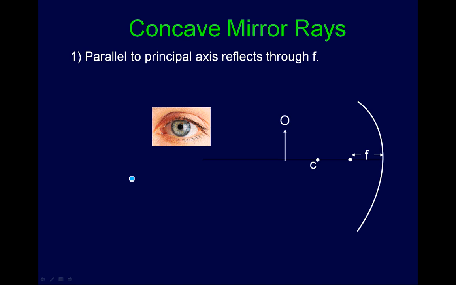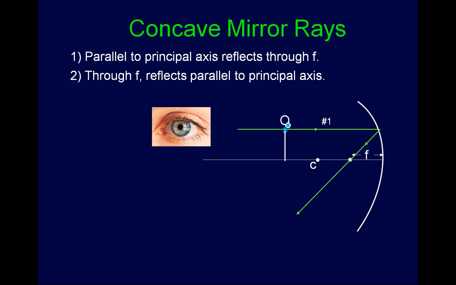So the first one is parallel to the principal axis, and if that happens, it should reflect through the focal point. What we're doing is shooting our light rays through the tip of our arrow. And where these light rays meet, or appear to meet, will be where the image is. Our next ray is through the focal point, and if that happens, it'll reflect parallel to the principal axis.